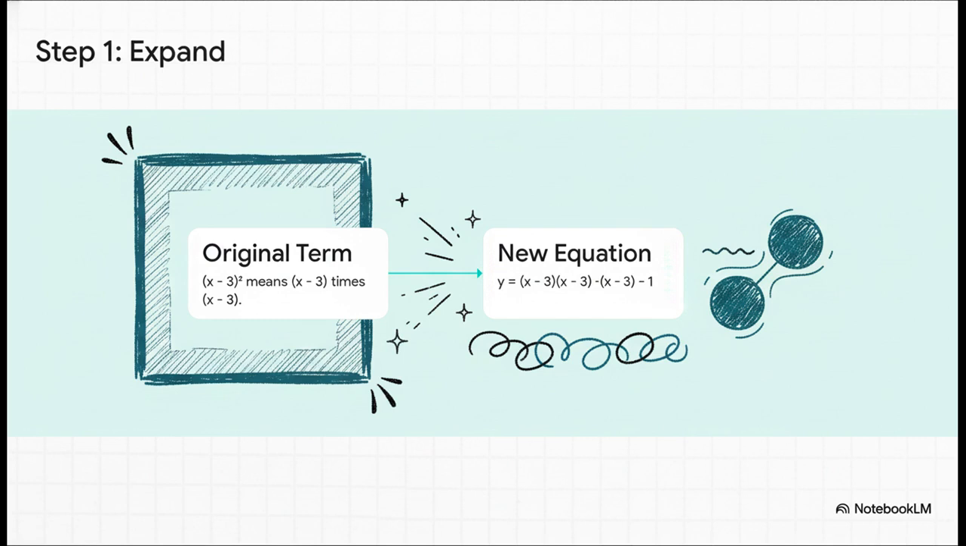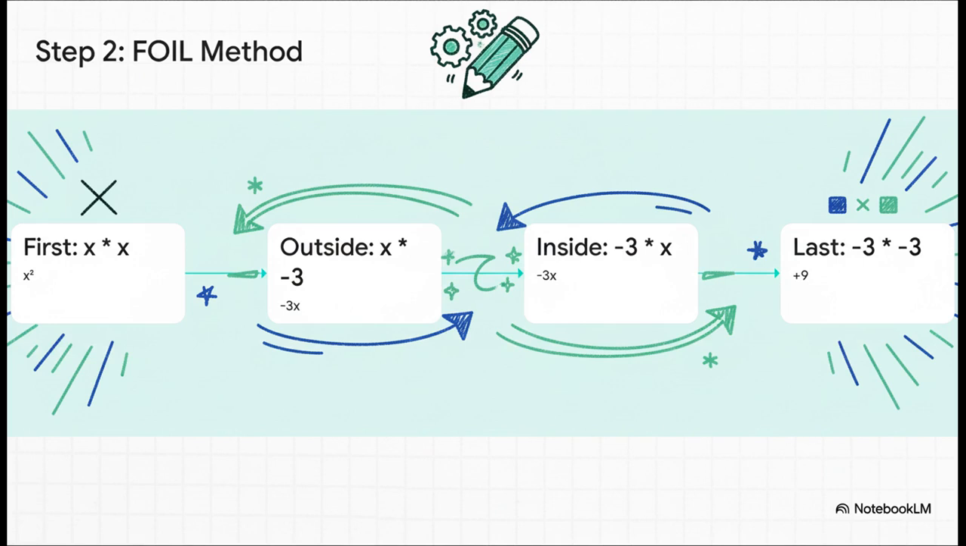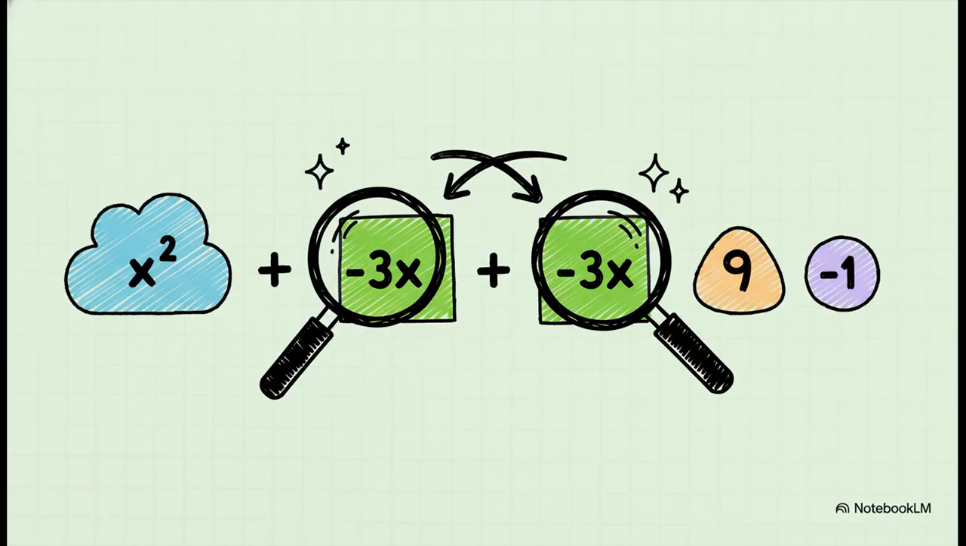Easy enough, right? Okay, for step 2, we're going to use a super handy method called FOIL to multiply those parentheses. If you haven't heard of it, FOIL just stands for first, outside, inside, last. Let's do it together. For first, we multiply the first terms. X times x gives us x squared. For outside, we do the two outer terms. X times negative 3 is negative 3x. For inside, we do the two inner terms. Negative 3 times x is another negative 3x. And for last, negative 3 times negative 3 gives us a positive 9. So after we've done our FOIL magic, this is what the equation looks like.